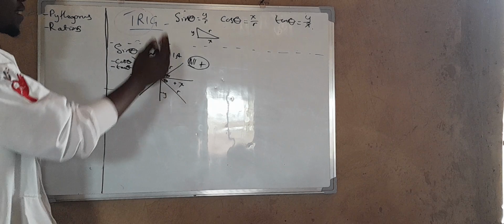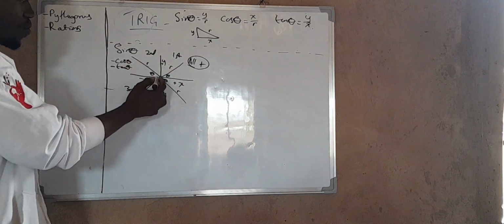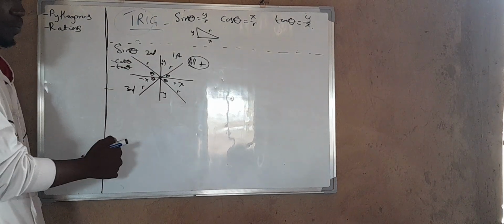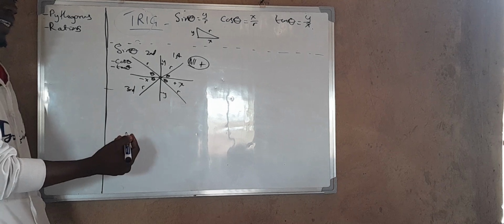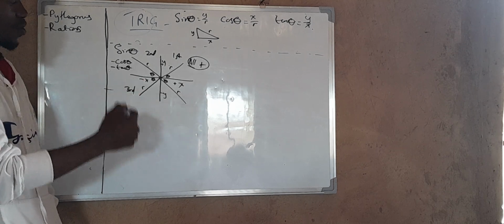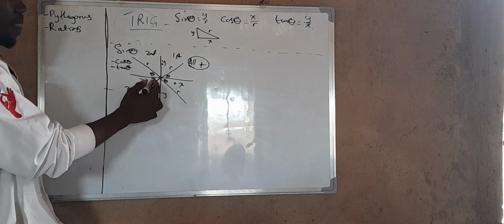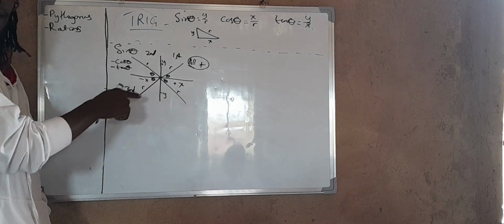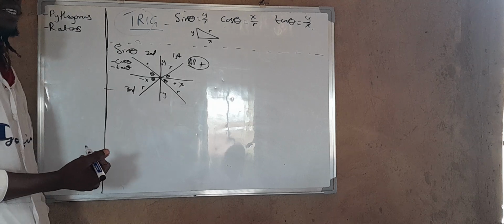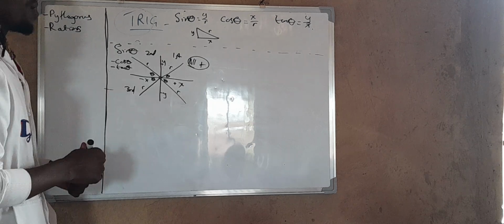So in the third quadrant, sin again is y over r. Y is negative, r is positive. So sin becomes what? Negative, right? What about cos theta? Cos theta is x over r. Our x is negative and our r is positive. So it means that cos becomes what? Negative, right? What about tan theta?